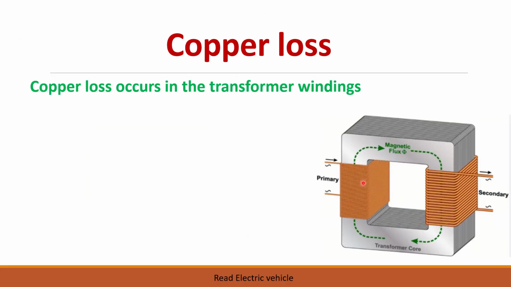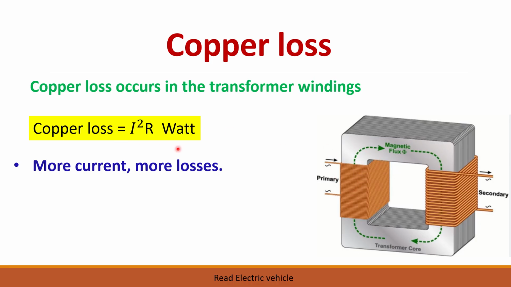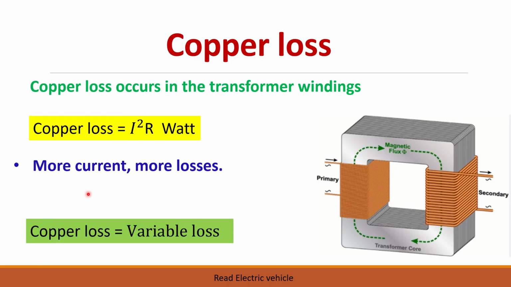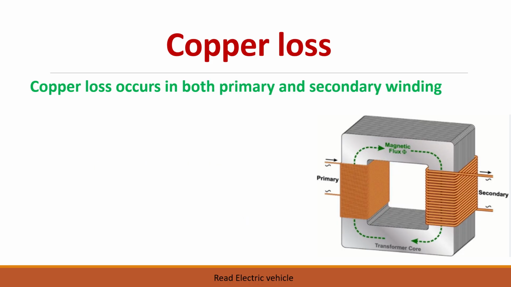Copper loss is the loss that occurs in the transformer windings. The windings are made of copper, so we call it copper loss. The copper loss is given by I square R. That is, whenever current flows through the windings, the winding will have some resistance. Because of that, we will get I square R loss. If more current flows in the transformer, more losses will be there. So we cannot limit I because it depends upon load. We have to limit the resistance. So copper loss is also called a variable loss.